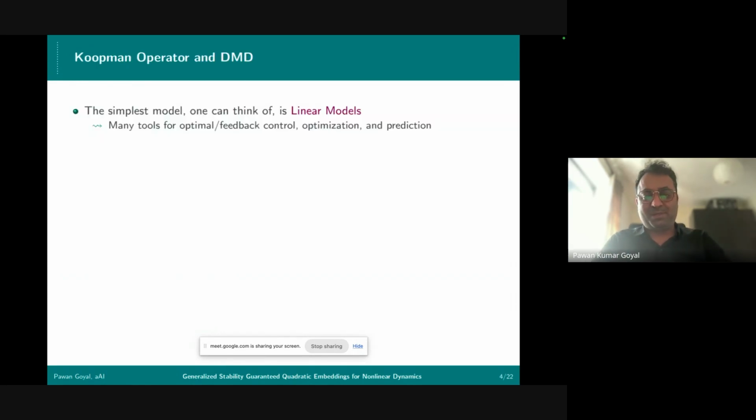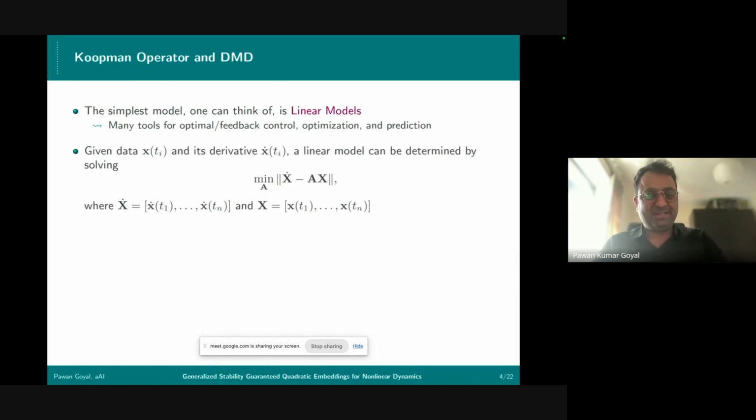When it comes to simple models and dynamical systems, the simplest model we can think about is the linear system, because life is so beautiful in linear systems. There are many times analytical solutions if you want to do optimal control, or feedback control, or optimization. There is also an analytical solution if you want to make a prediction in linear settings. This is, let's say, one of the ideal worlds we can live in: linear dynamical systems.